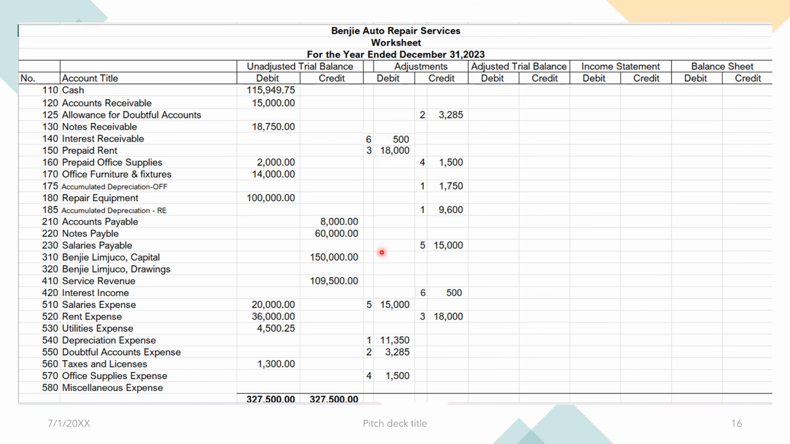And then we get the total debit and the total credit. Let's see if the amount of total debit equals total credit under the adjustments column. The total debit is 49,635, and the credit is also 49,635.